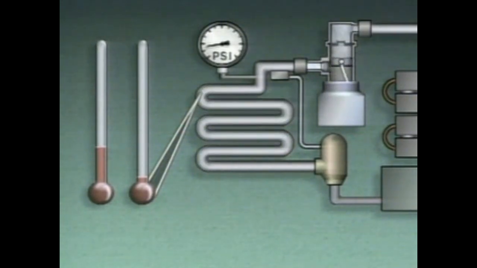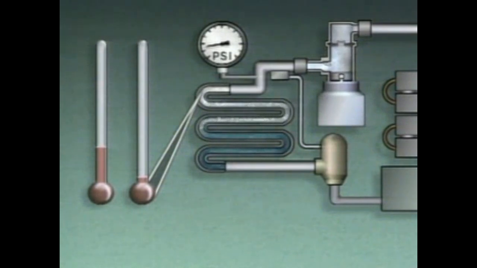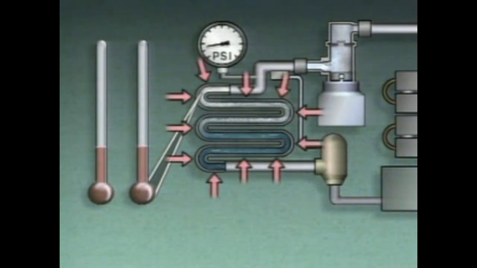So when the pressure of the refrigerant decreases below the set point for the low-pressure cutout switch, the switch shuts off the compressor. Refrigerant continues to flow through the evaporator and absorb heat.